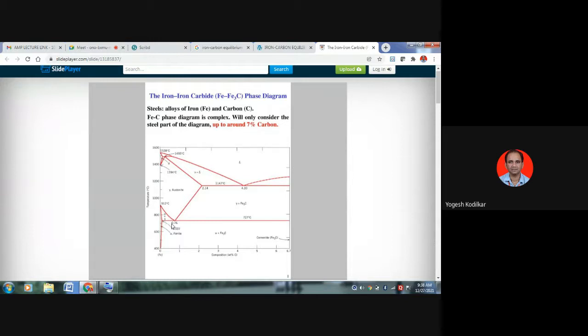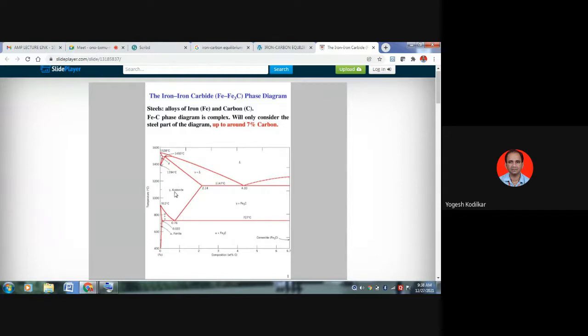So the first region is the alpha ferrite phase. This alpha ferrite phase, or ferrite phase, is in the BCC structure, body centered cubic crystal structure. Now, as soon as the temperature rises from 727 degrees Celsius onwards, around 800, at 912 degrees Celsius this alpha ferrite phase is converted into the gamma phase, or austenite phase.